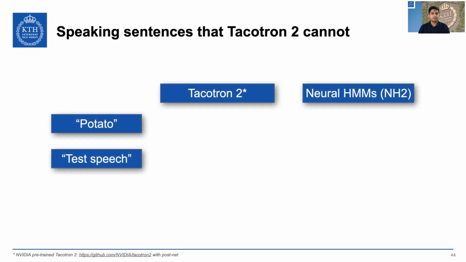We know that attention tends to break down on long utterances, but it also happens on short utterances as well. Let's listen to Tacotron 2 trying to synthesize potato.